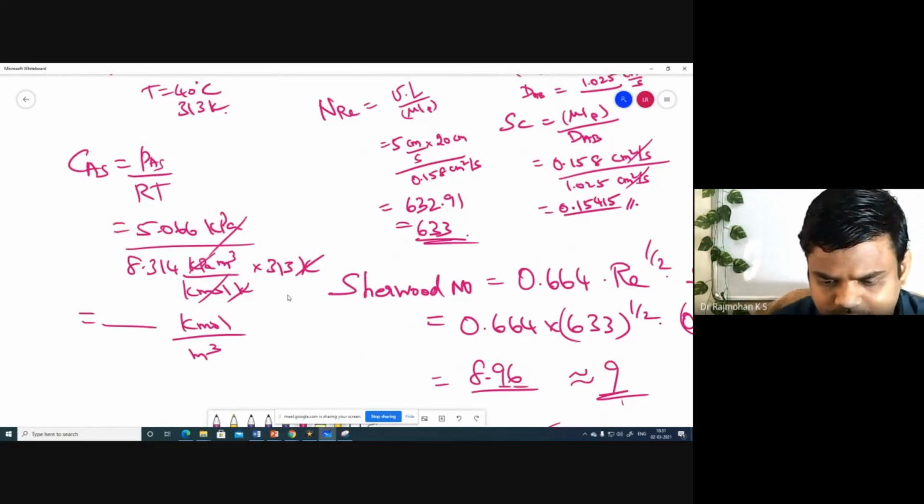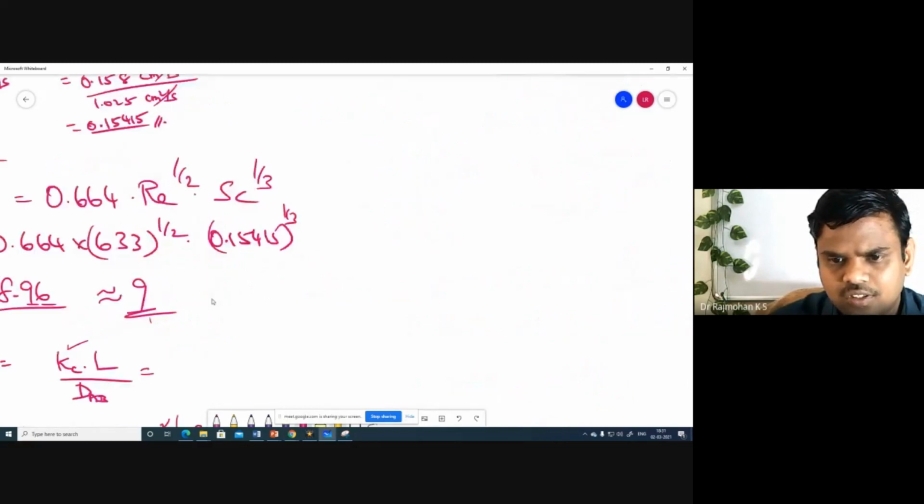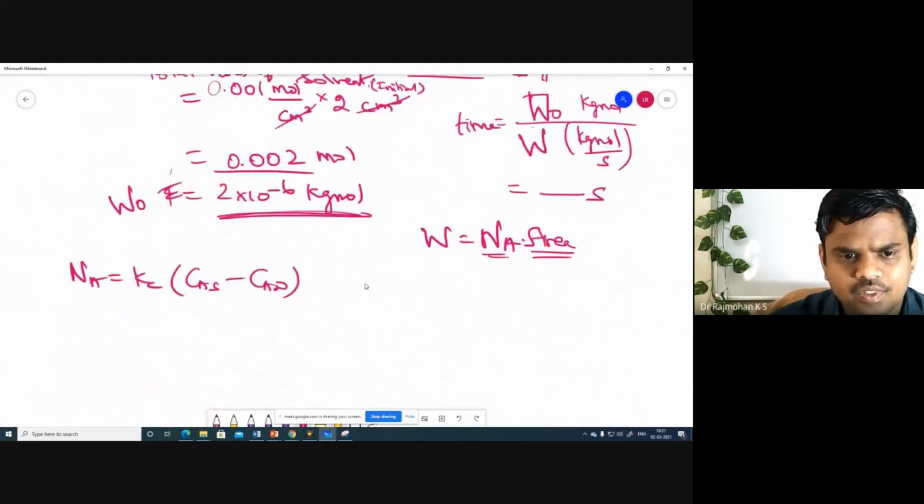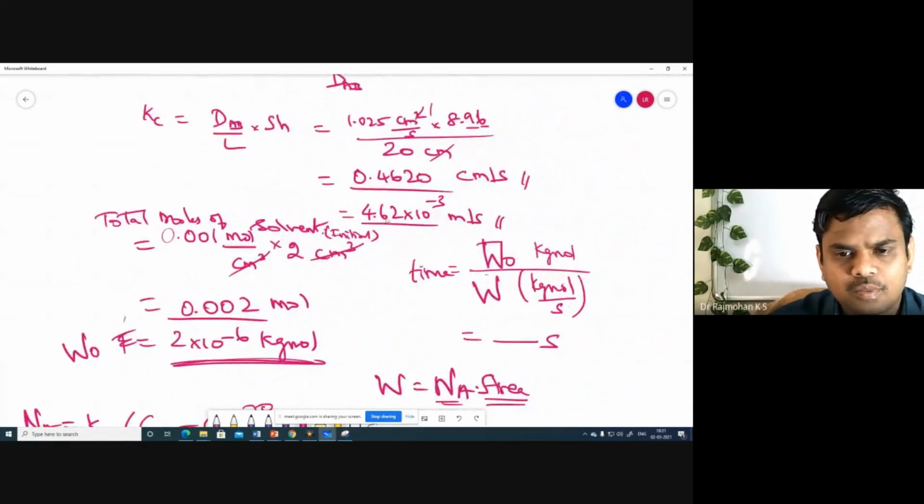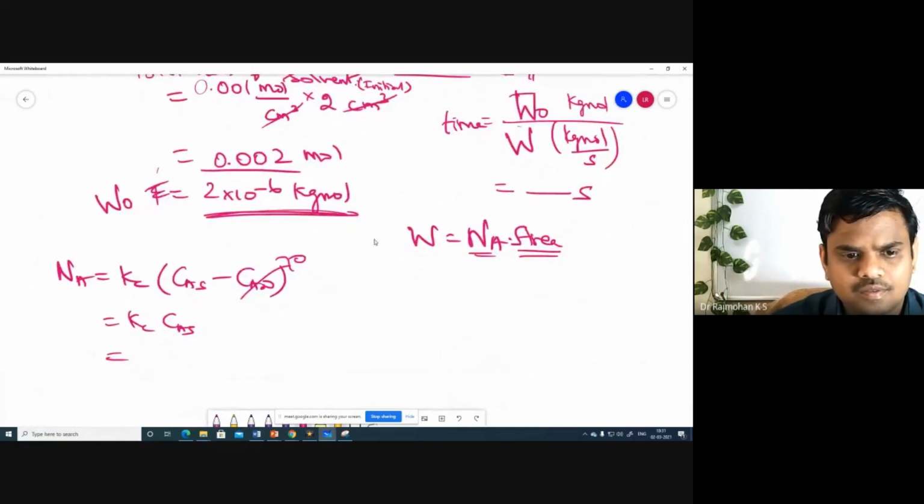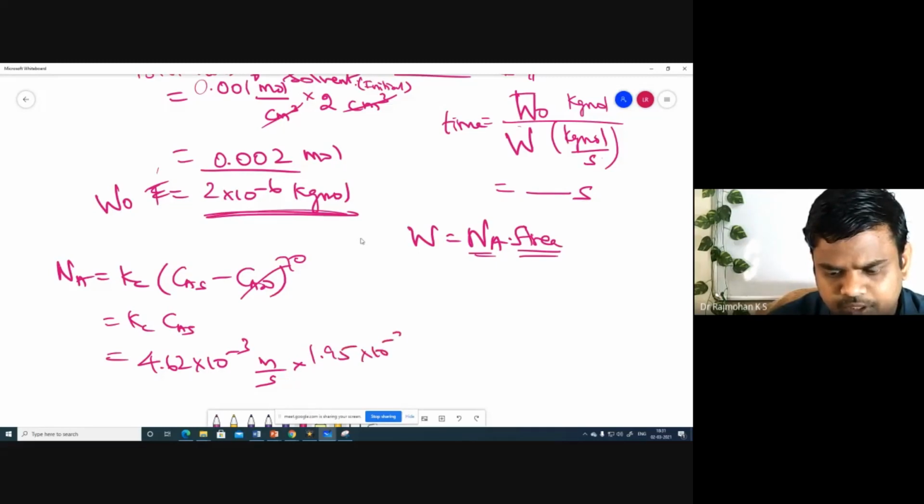So what is the value? CAS value is 1.95 into 10 power minus 3. Okay, so now we can get what is NA value. CAS is known, Kc is known. Kc value is 4.62 into 10 power minus 3 meter per second. So you get Kc into CAS, where CAS value is 1.95 into 10 power minus 3.